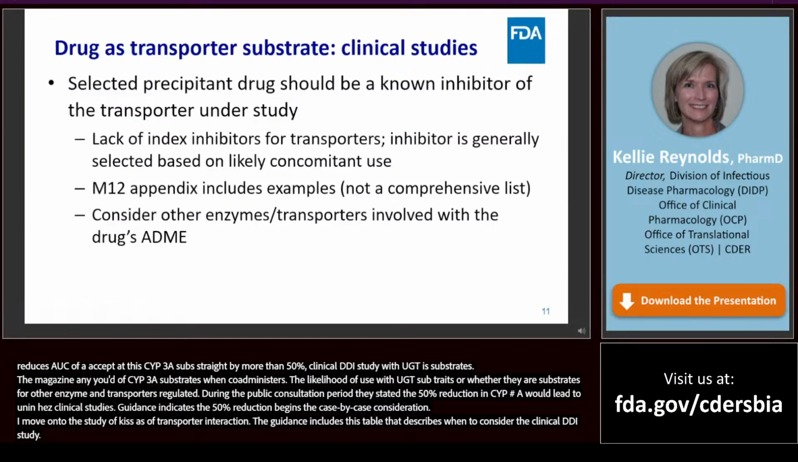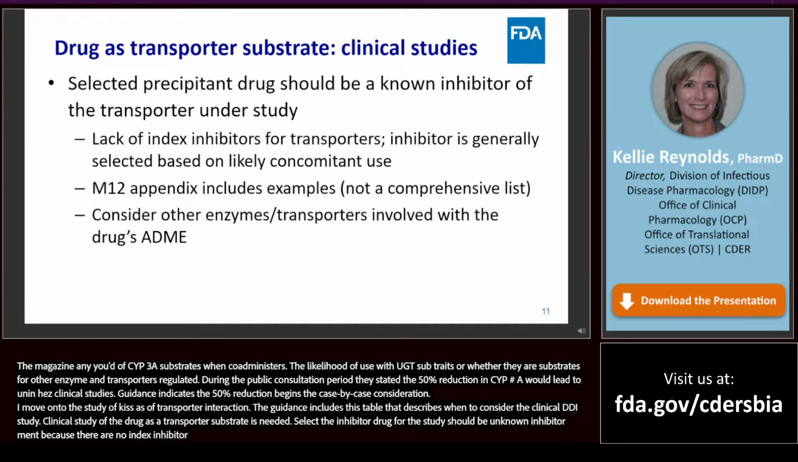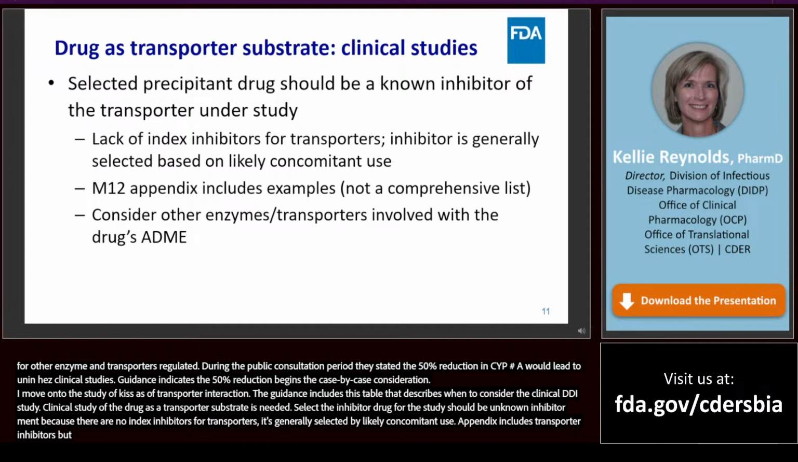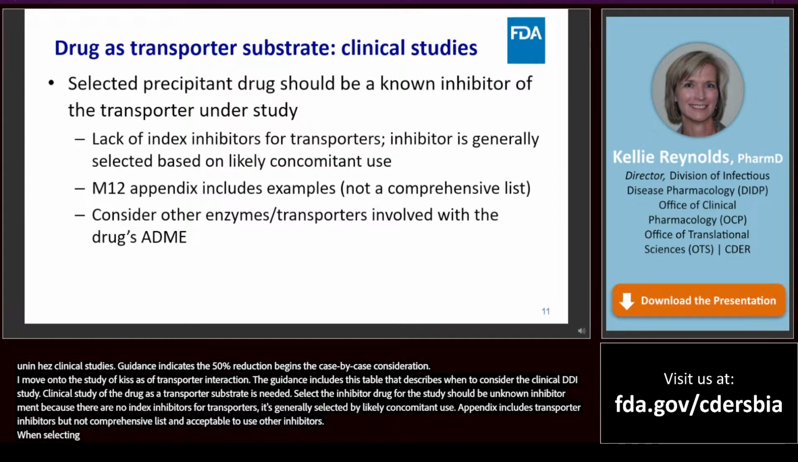If a clinical study of the drug as a transporter substrate is needed, the selected inhibitor drug for the study should be a known inhibitor of the transporter under study. Because there are no index inhibitors for transporters, the inhibitor is generally selected based on likely concomitant use. The M12 appendix includes examples of transporter inhibitors, but it is not a comprehensive list, and it is acceptable to use other inhibitors. When selecting the inhibitor, it is important to consider other enzymes or transporters involved with the drug's ADME to ensure study results will be interpretable.